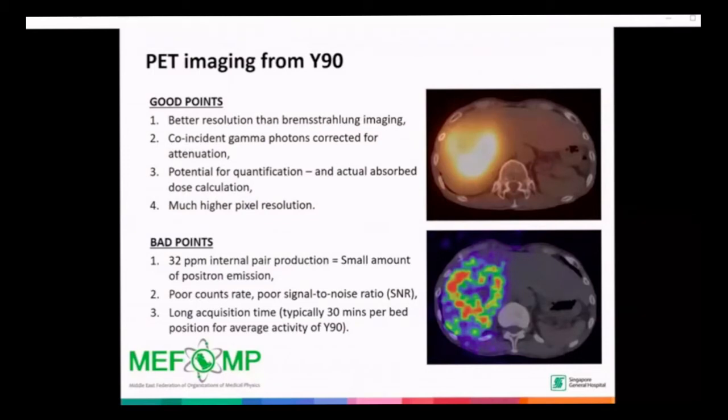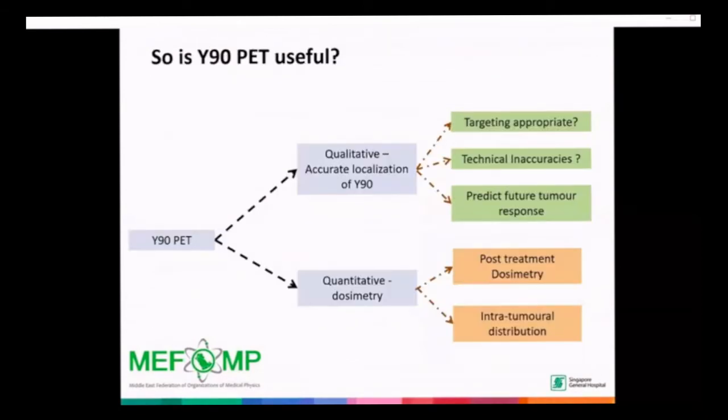The bad points, of course, as you would correctly suspect, we have 32 or 34 parts per million of internal pair production. It's a small amount of positron emission. Hence, the amount of time taken per bed frame will be long. Poor count rates, poor signal to noise ratio as well, and long acquisition time, typically 30 minutes per bed position. And that is not something that all patients can be subjected to, especially patients who are ill and in pain, and perhaps even the elderly.